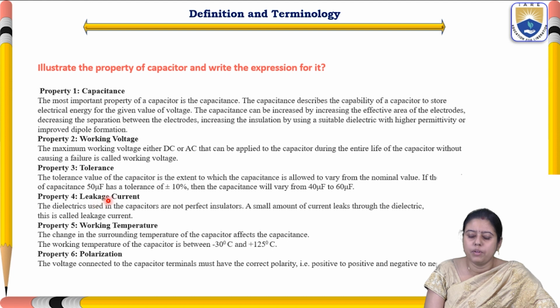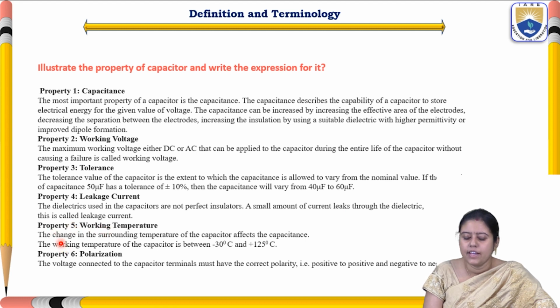Leakage current or displacement current. The dielectrics used in capacitors are not perfect insulators. A small amount of current always leaks through the dielectric, and this is known as the leakage current, or we can call it the displacement current.